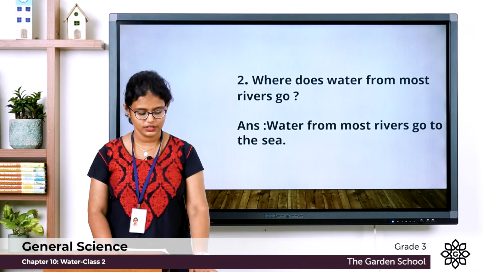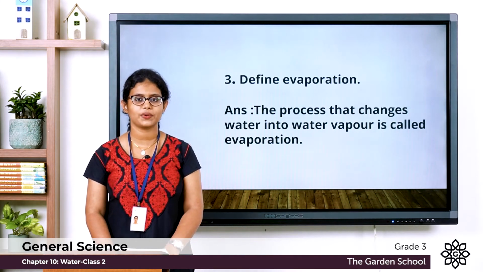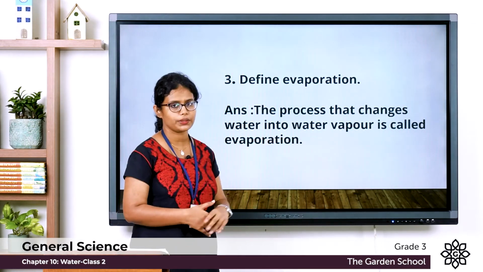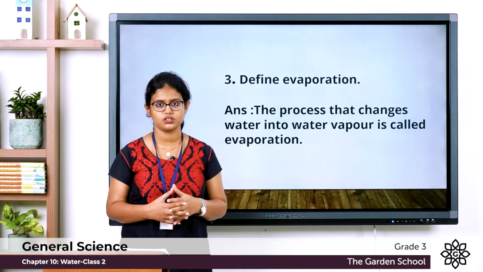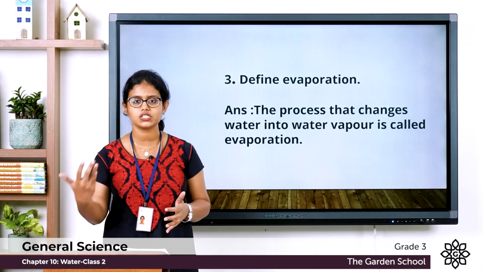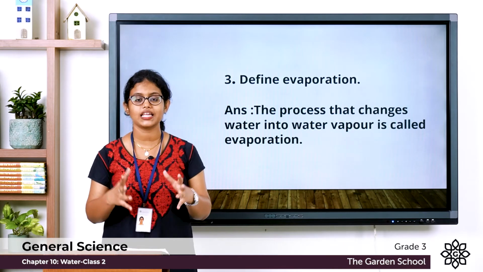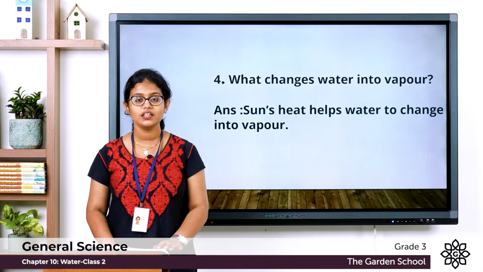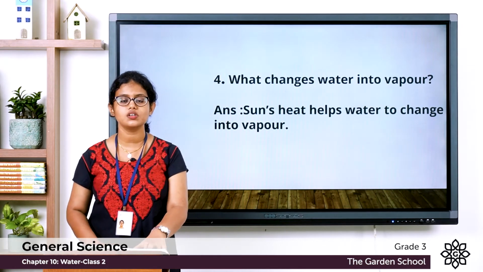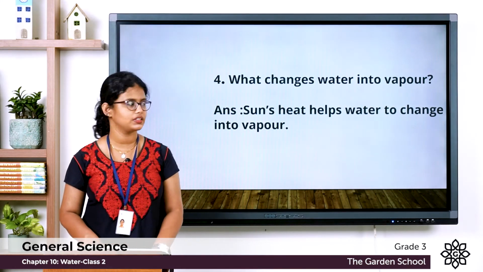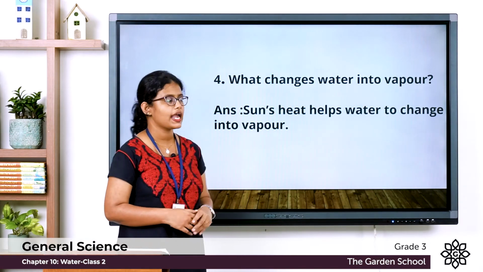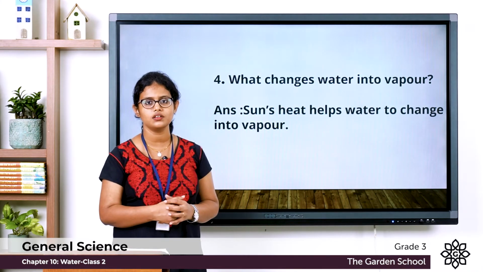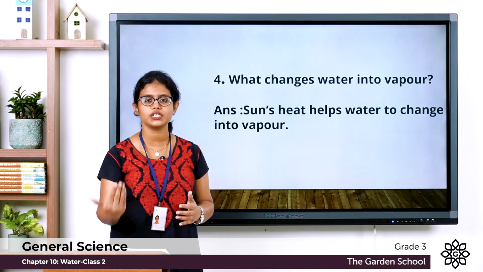Moving to the third one, define evaporation. The process that changes water into water vapor is called evaporation. The process by which water is changed into water vapor, we call evaporation. The fourth one, what changes water into vapor? The sun's heat helps water to change into vapor. Due to the heat from the sun, water changes into vapor.